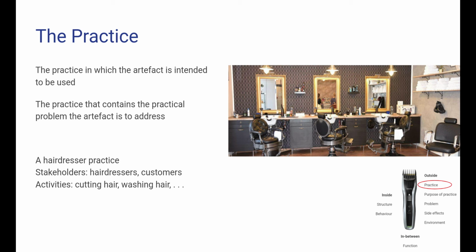Starting with the outside, we have the practice in which the artifact is intended to be used. It's also the practice that contains the practical problem the artifact is to address. For the hair trimmer, we have a hairdresser practice, which includes various stakeholders, here in particular the hairdressers and the customers. And in this practice, various activities are carried out, such as cutting hair and washing hair.